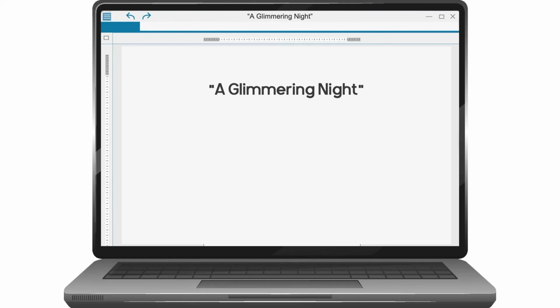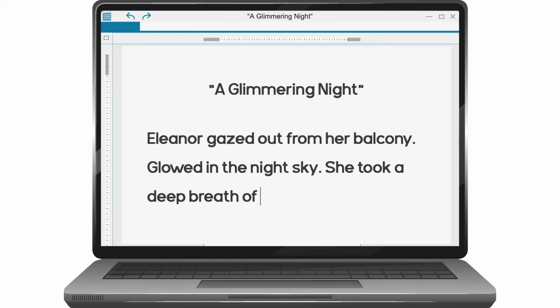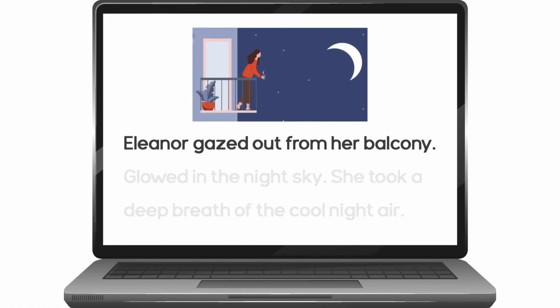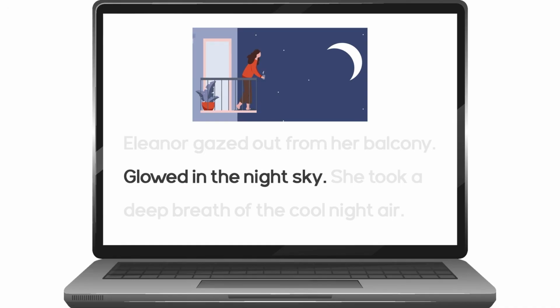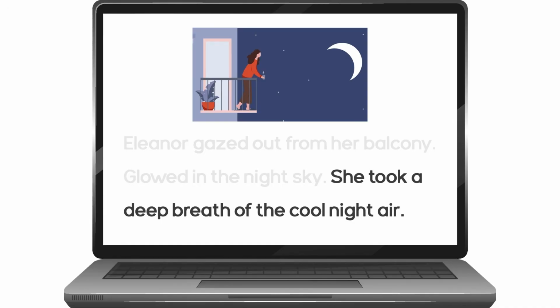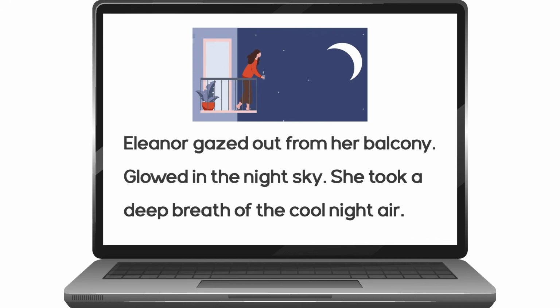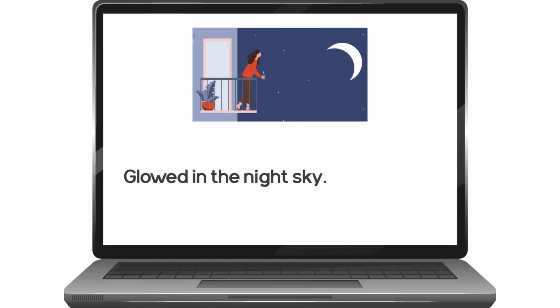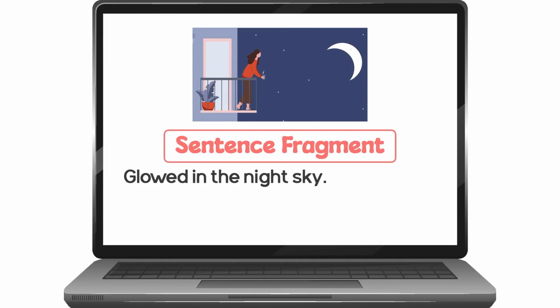Hey there! I'm writing a story. I just reread my opening paragraph here and I made a mistake with one of my sentences. Can you spot which sentence is confusing? Let's read it together. Eleanor gazed out from her balcony, glowed in the night sky. She took a deep breath of the cool night air. This sentence here doesn't make much sense, does it? The problem is that when we read it, we aren't sure what is glowing. That's because this isn't a complete sentence. It's a sentence fragment. Let's dive into what that means.